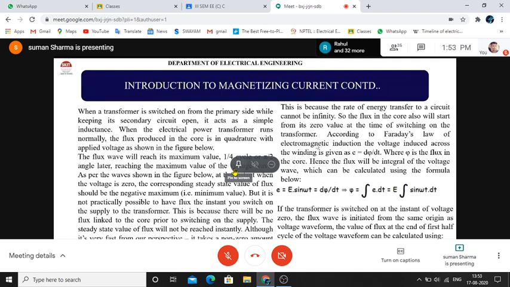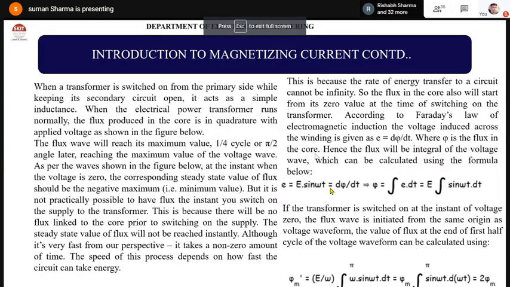According to Faraday's law of EMI, voltage induced is E is equal to d phi by dt, where phi is the flux. So voltage यदि आपका Em sin omega t होता है, then flux will be the integration of this voltage. Okay, so flux phi is the flux in the core. Flux will be the integral of the voltage wave.